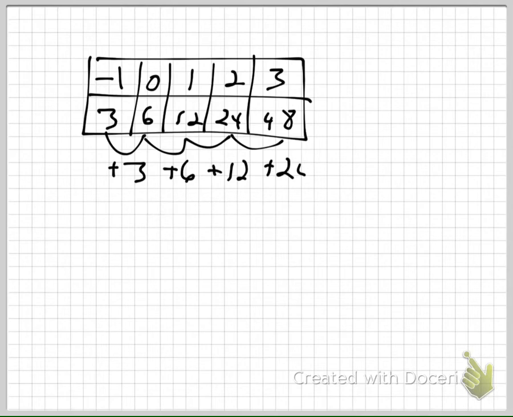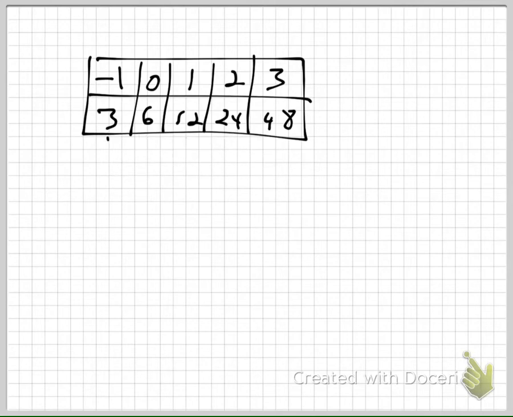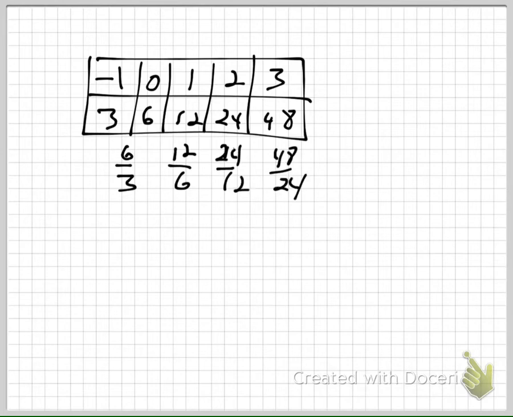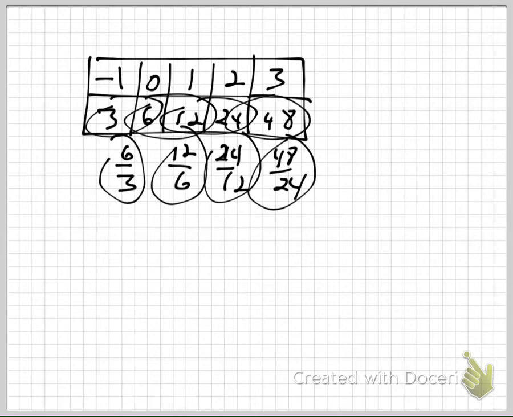Let's go back then and see, what's the other option? Exponential. Put the second number over the first. That would be 6 over 3. This would be 12 over 6. This is 24 over 12. And this is 48 over 24. Does that make sense? What do they all equal? 2. Which tells you that it is an exponential function. Does that make sense? It's all times 2. The common ratio would be 2.